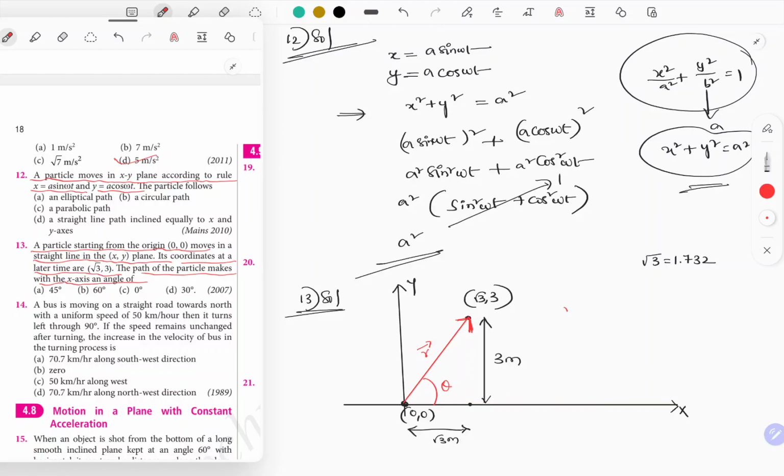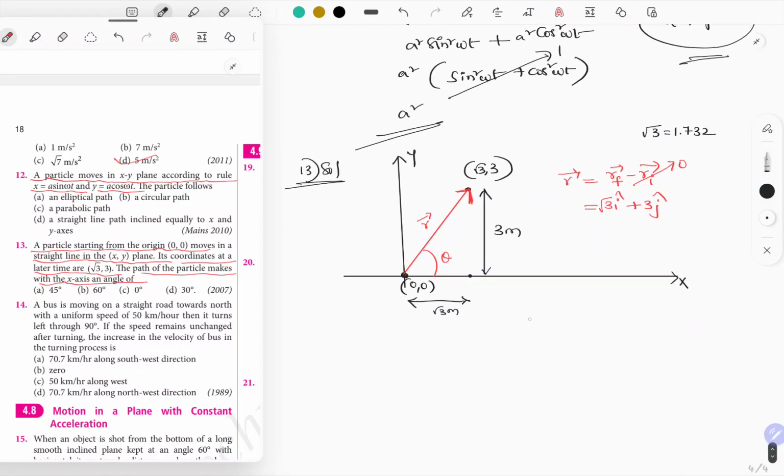First of all, let me represent the position vector. The position vector, also called the displacement vector, is final position minus initial position, right? What is the initial position? Initial position is equal to 0. Final position is root 3 i cap plus 3 j cap. Now I have to find the angle made by this position vector with respect to the x-axis.